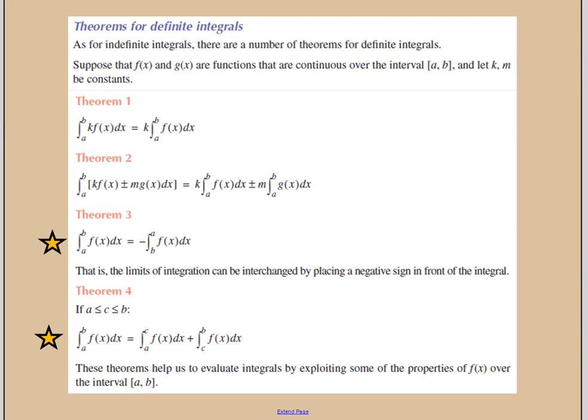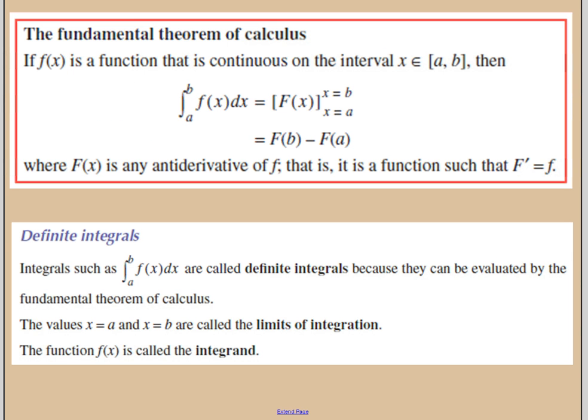So there we have a quick explanation of how the area under the curve that's continuous is equal to the definite integral going from a to b.